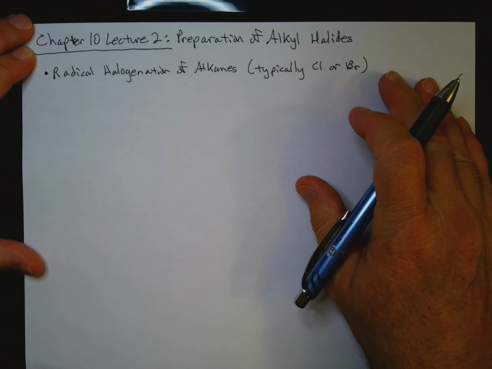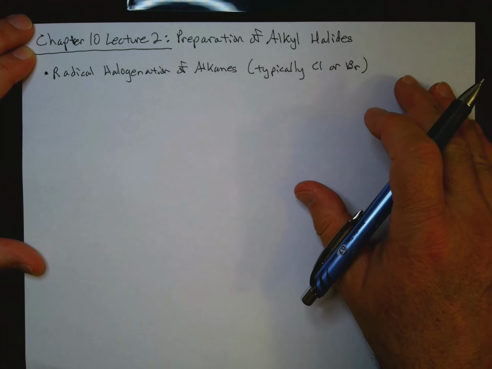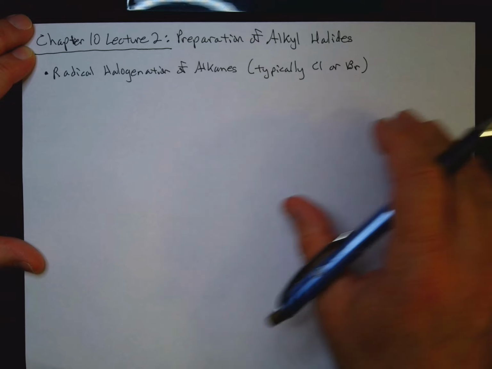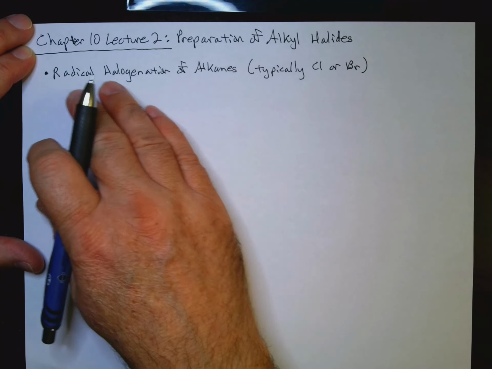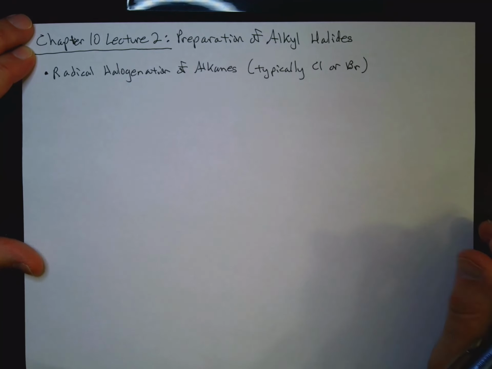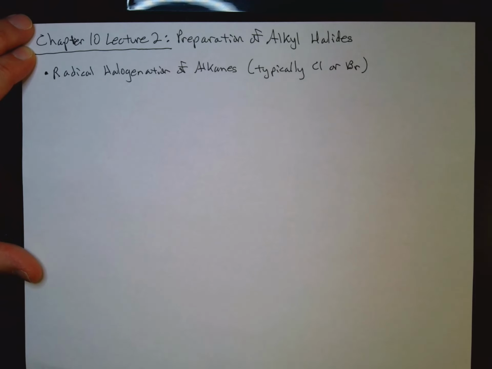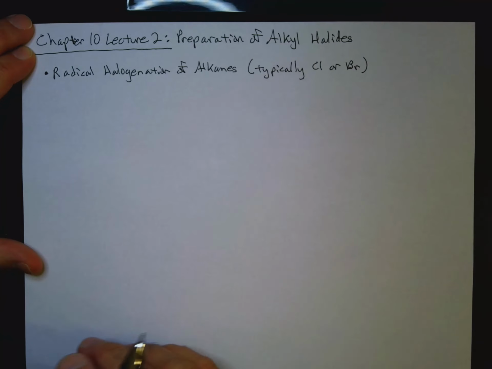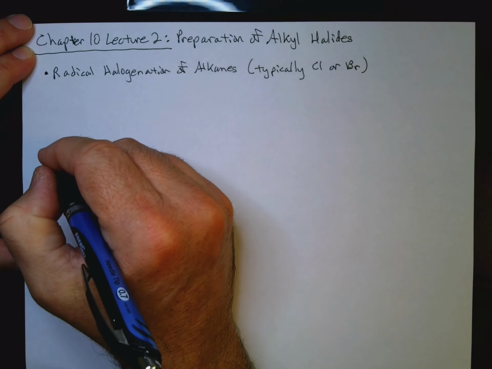Iodine just doesn't react fast enough, and fluorine reacts too vigorously to really control. So if you try to fluorinate something via radical fluorination, you end up polyfluorinating it. Fluorine goes everywhere, and often we only want to put one halogen on a molecule.